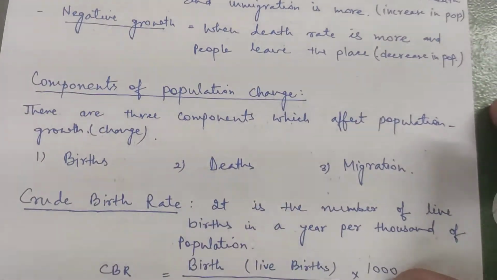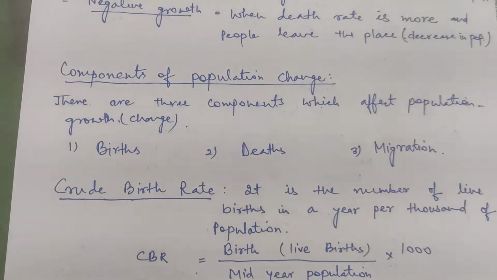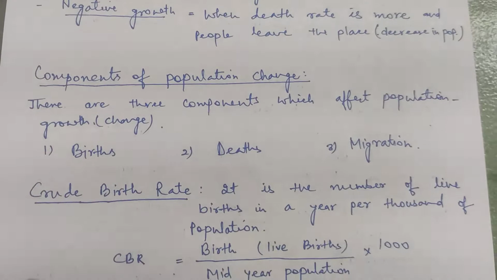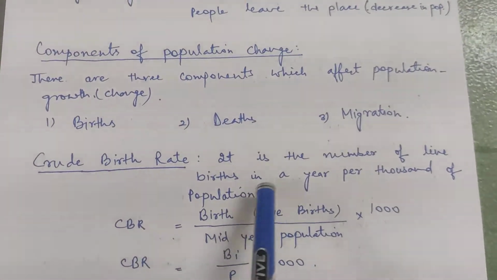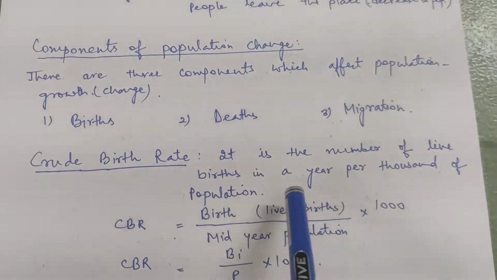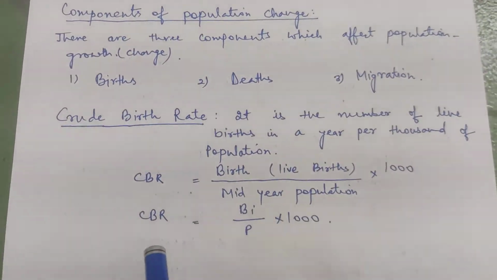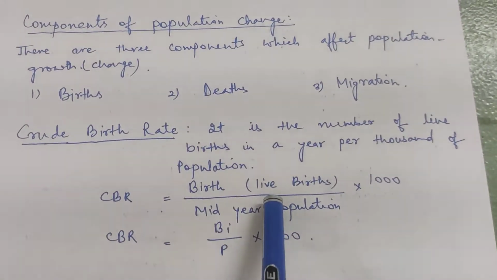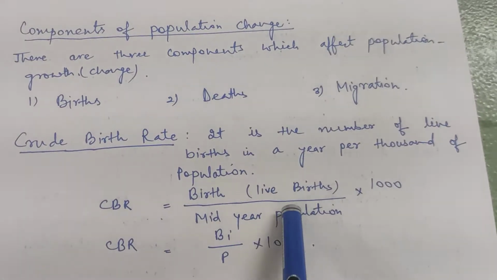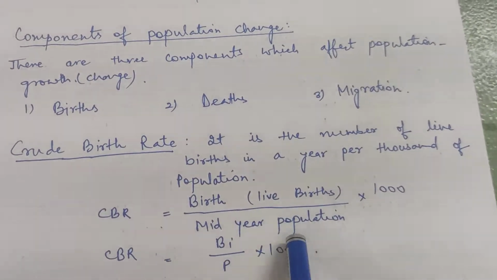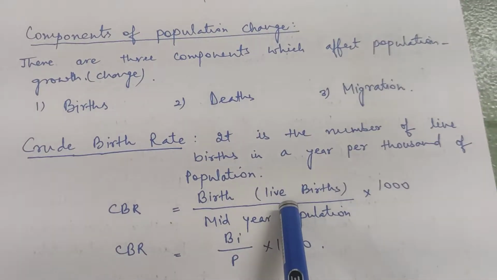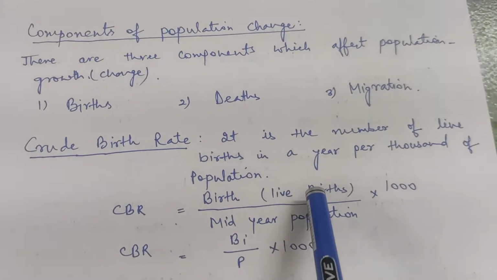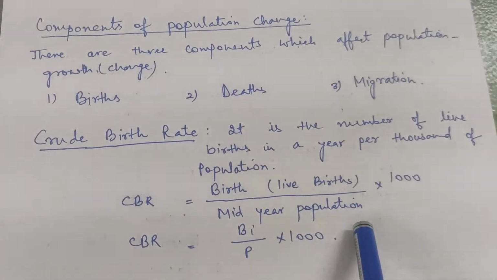Then we come to components of population change. There are three components of population change: births, deaths and migration. Crude birth rate is the number of live births in a year per thousand of population. The formula is CBR, crude birth rate, equals live births in a specific period of time into 1000 divided by mid-year population. Live birth means the babies who are born alive. It means infant mortality is not included. This is mid-year population.